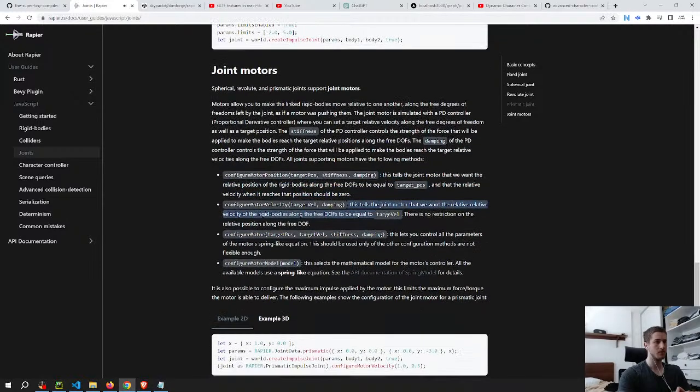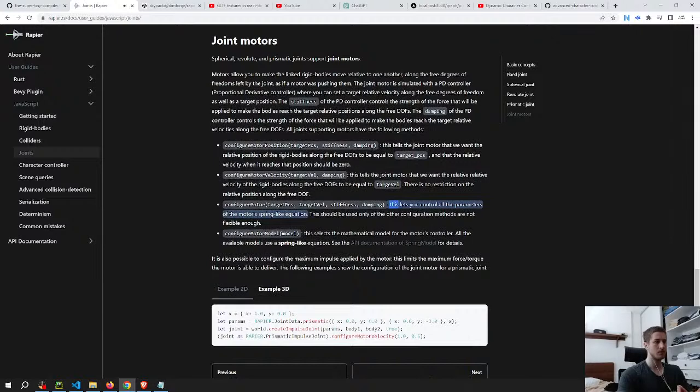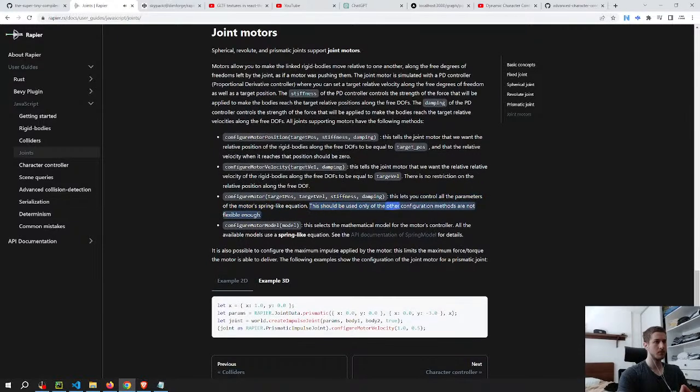Configure motor velocity, target val, damping. This tells the joint motor that we want the relative velocity of the rigid bodies along the free axis to be equal to target val. There is no restriction on the relative position along the free axis. Configure motor, target pos, target val, stiffness, damping. This lets you control all the parameters of the motor spring-like equation. This should be used only if the other configuration methods are not flexible enough.